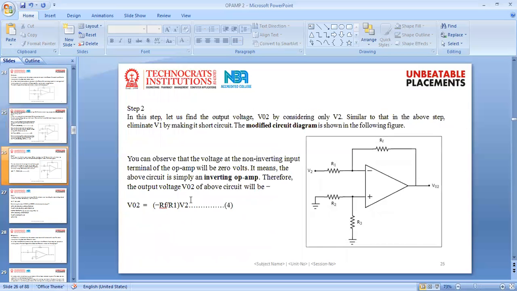Step 2. In this step, let us find the output voltage V02 by considering only V2. Similar to the above step, eliminate V1 by making it a short circuit. The modified circuit diagram is in the figure. You can observe that the voltage at the non-inverting input terminal of the op-amp will be 0 volts. It means that the above circuit is simply an inverting op-amp. Therefore, the output voltage V02 of the above circuit will be V02 equal to minus RF by R1 into V2. This one is equation number 4.